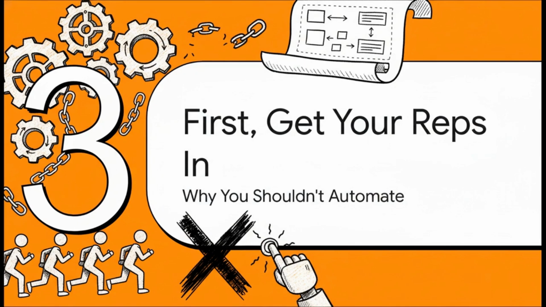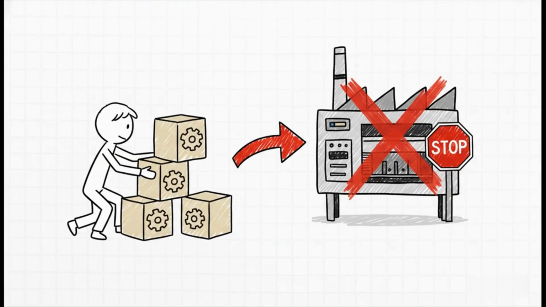Okay, so you've got this amazing, detailed plan. You're probably thinking, great, let's hit the big red automate button. Whoa, hold on. That's actually a huge mistake. First, you've got to get your reps in. This might sound a little harsh, but it's true. Before you even think about automating the whole process, you have to learn to walk. And that means building your app feature by feature, manually, side by side with the AI.